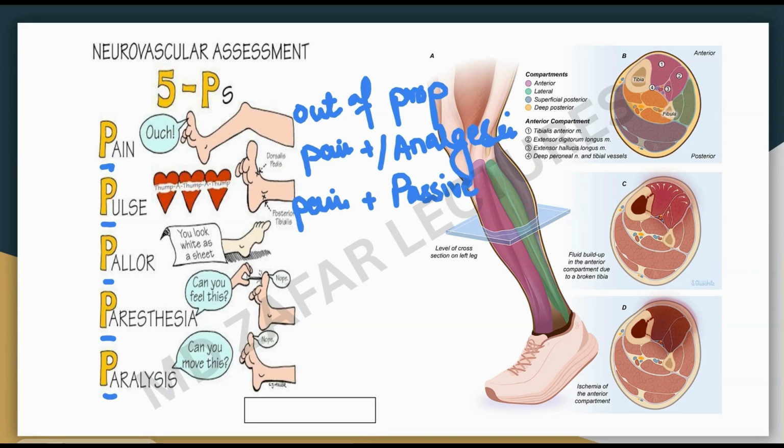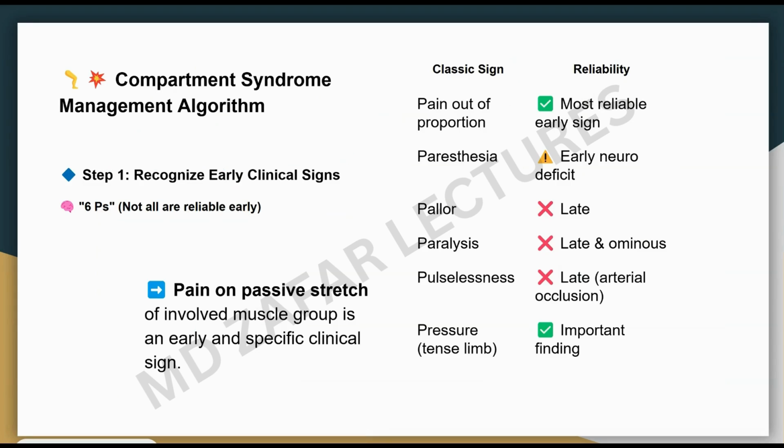So this is the diagram of the leg showing the 3 compartments. In order to understand compartment syndrome, we must also be aware of the anatomy. There is an anterior compartment, a lateral compartment, and a posterior compartment. I will explain their details when I explain the incisions which are required to manage compartment syndrome. So now, what is the algorithm to manage compartment syndrome?